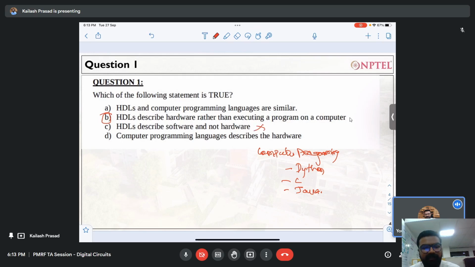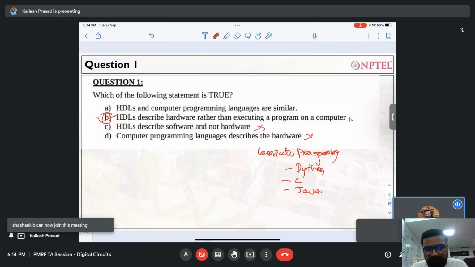Because HDL says hardware description language, and computer programming languages describe hardware. This is also wrong. So HDLs and computer programming languages are not similar. Why? Because computer programming languages run on a computer, but HDLs are used to make the computers, right? So that's the difference. The only answer that is correct is B, that is, hardware description languages describe hardware rather than executing a program on a computer. So using hardware description language, you can design the hardware.